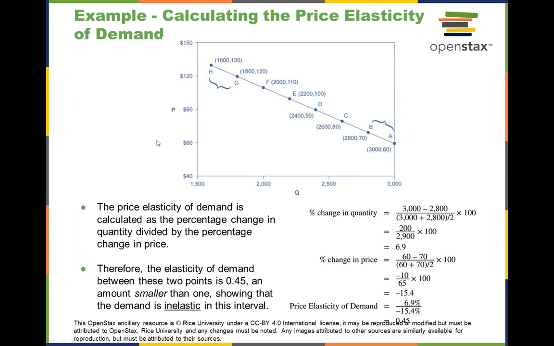So calculating the price elasticity of demand. The price elasticity of demand is calculated as the percentage change in quantity divided by the percentage change in price. Here's an easy way to remember it. Elasticity is always Q over P, Q over P. So just remember that you have Q over P, and you'll be fine.